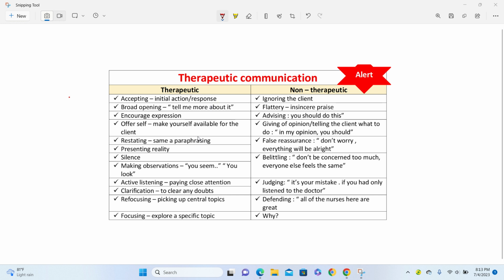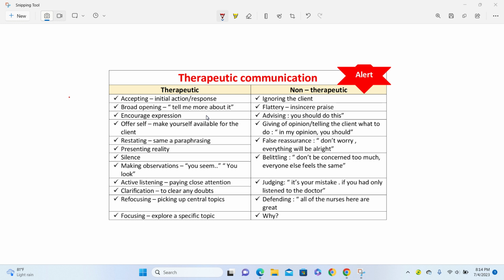Then the second one is broad opening. So, tell me more about it. If the client is saying that I'm having this pain, we should ask him, tell me more, where it is, when it is occurring, how it is coming, along with the other signs and symptoms. Do you have any nausea or vomiting? That kind of thing, we should explore the client's feelings. We should ask him to tell more about that pain or the feeling. So broad opening.